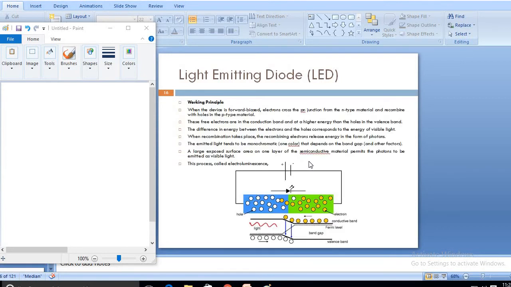I hope all of you are clear on this point, the light emitting diode. I will explain this particular point once again, and just remember the points. The first thing: I am applying a voltage positive to the P type and negative to the N type.